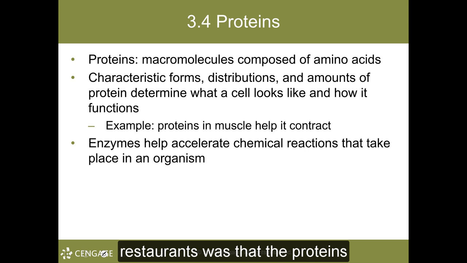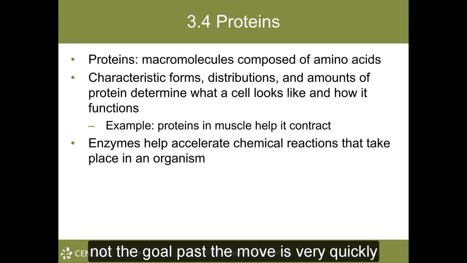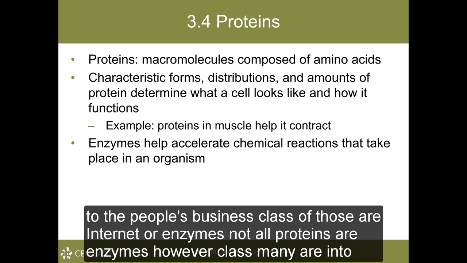This is the proteins. So proteins, by and large, are made by what are known as the amino acids. So let's get to the types of proteins. I'm going to do these very quickly. The types of proteins that exist are those that are enzymatic, or enzymes. Not all proteins are enzymes. However, many are enzymes.